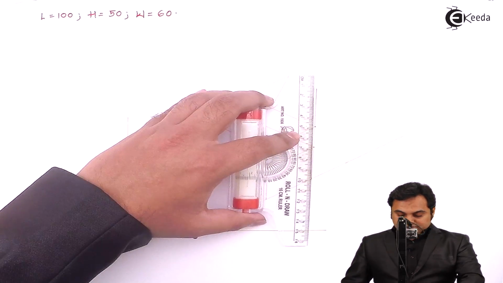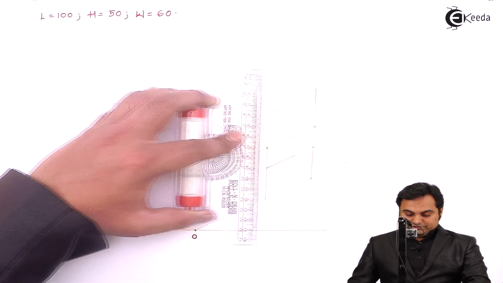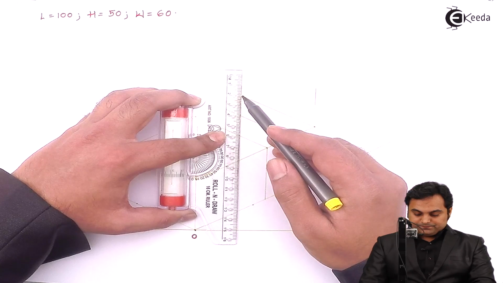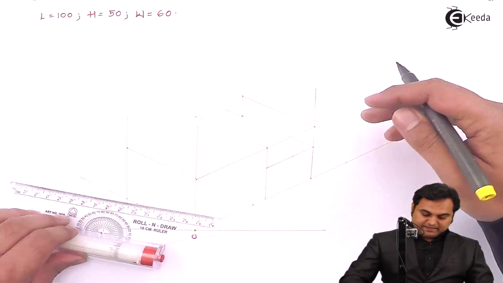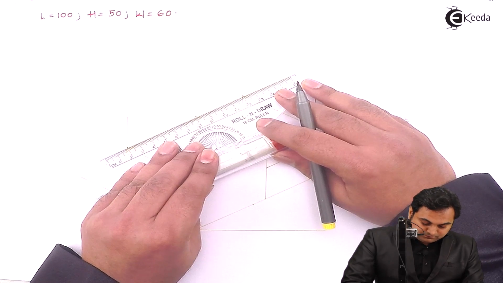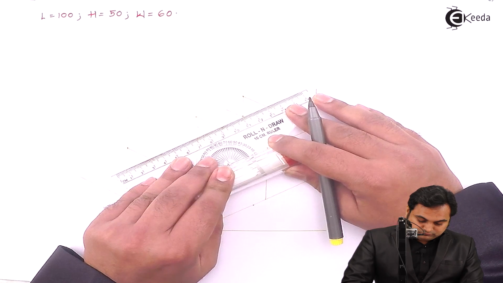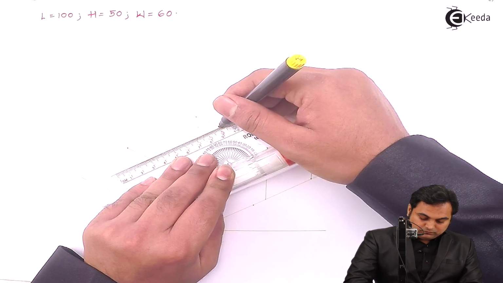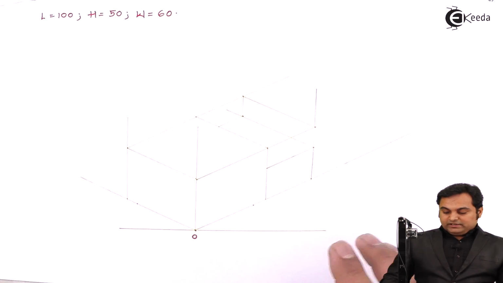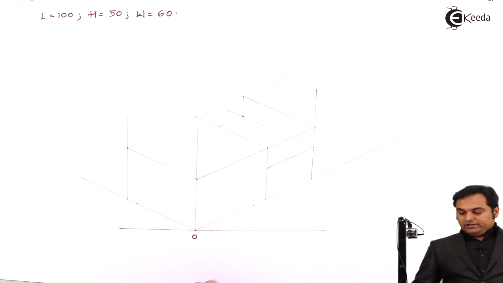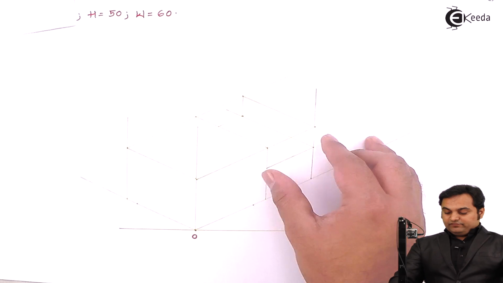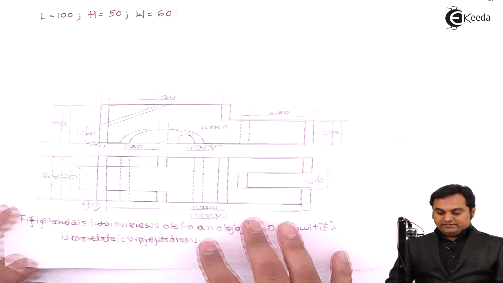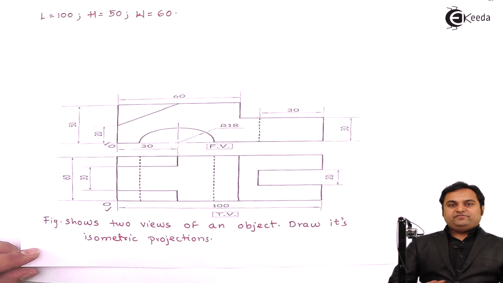Next, this width I'm going to drop it here directly, and then from this point I'll draw a parallel line. So here I have two blocks. One is having 60 mm length and 50 mm height. Other is having 40 mm length and 30 mm height. As I can see here, I have simplified the drawing.